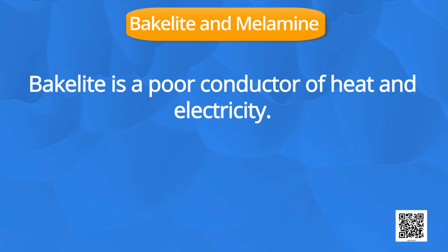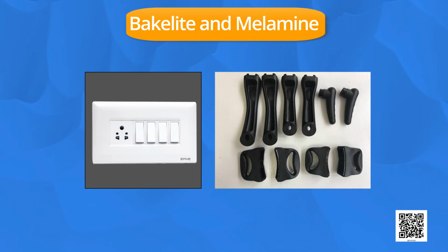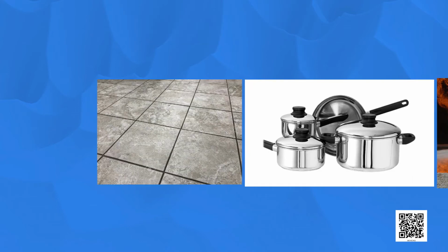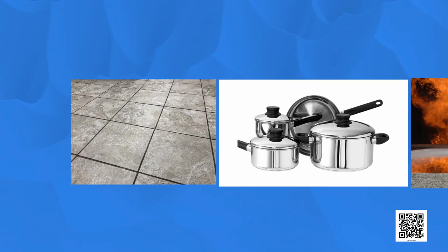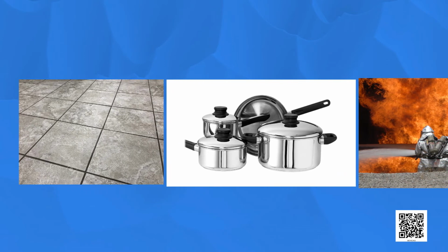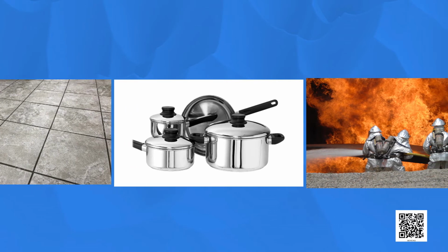Bakelite is a poor conductor of heat and electricity. It is used for making electrical switches, handles of utensils, etc. Melamine is fire resistant and can tolerate heat better than other plastics. That is why it is used for making floor tiles, kitchenware, and as it is fire resistant, it is used for making uniforms, that is, suits for the firefighters.